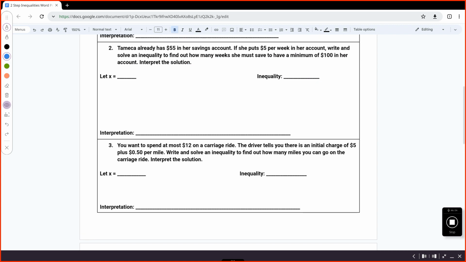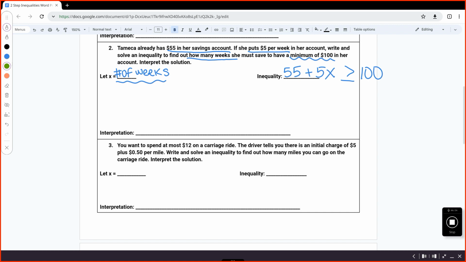Sorry, I just want to make sure. There we go. So minimum of $100. That means that she wants $100 or she wants more than $100. So greater than or equal to $100.